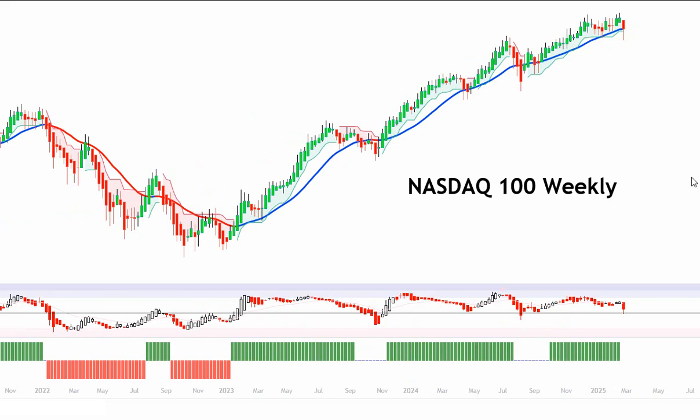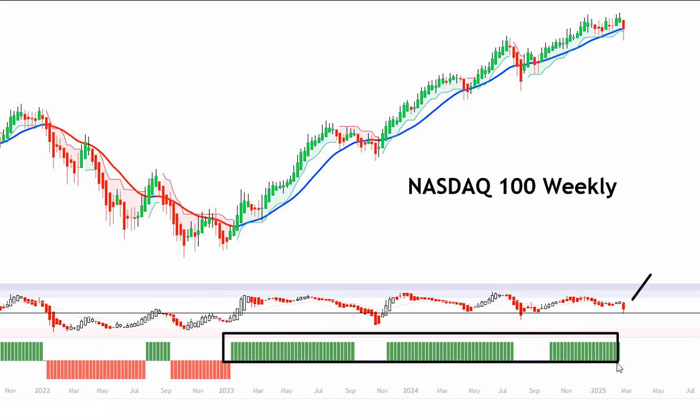NASDAQ 100 getting a bottoming tail. We're at a make it or break it moment in the weekly time frame. Signals are still bullish right here. Got red bars reflecting bearish momentum. But again, we're right here. We're going to start going negative and getting a reversal, or we're going to try to bottom. Again, since 2022, the trend has been consistently in positive territory.